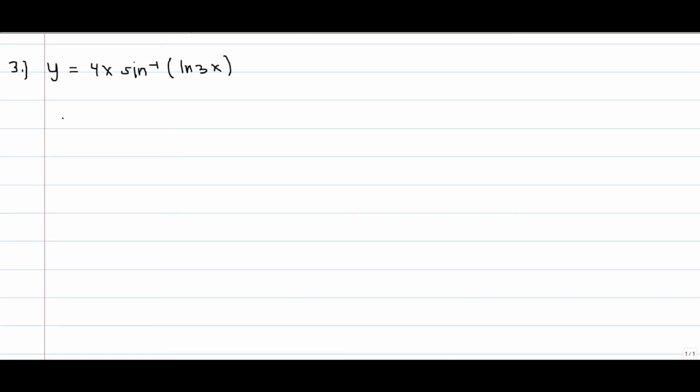Okay, so we have another example. y equals 4x sine inverse of the quantity ln 3x. Since the given is a product, we use the product formula of derivatives. Since we have 4x, then another is sine inverse ln 3x.